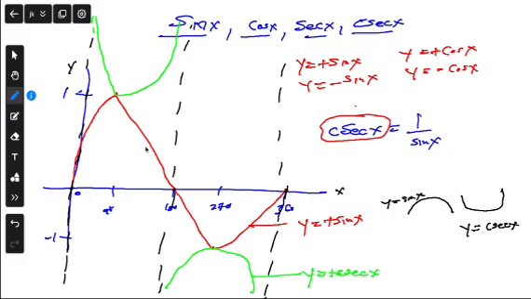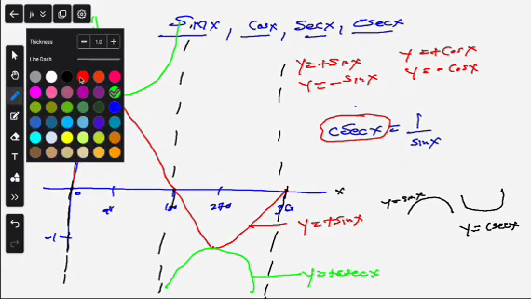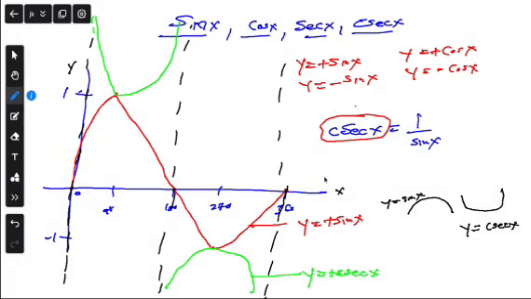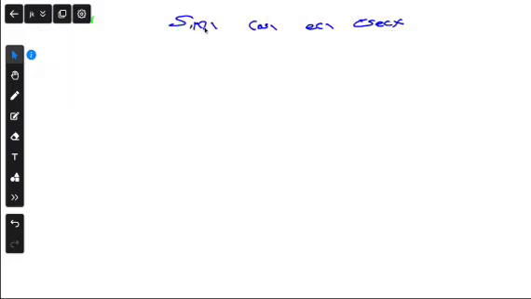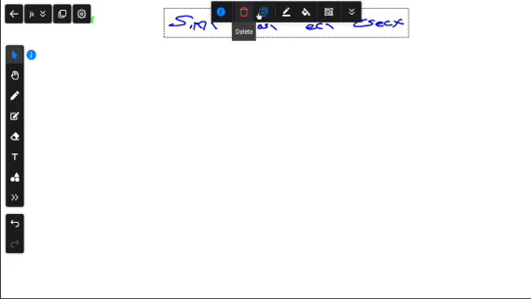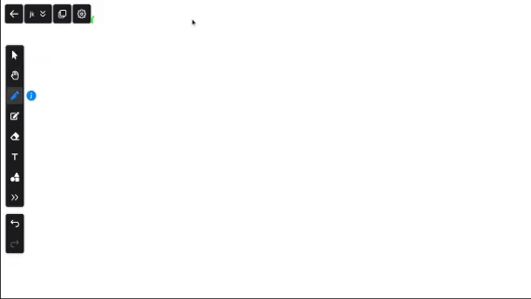So let me tell you this. For you to draw the graph of cosecant, you first need to draw the graph of sine. And for you to draw the graph of secant, you need to draw the graph of cosine. That is very, very important to know. So let's also look at how to graph secant.